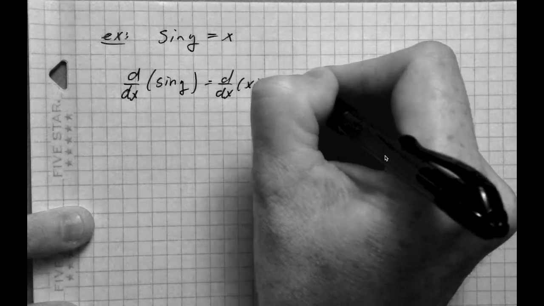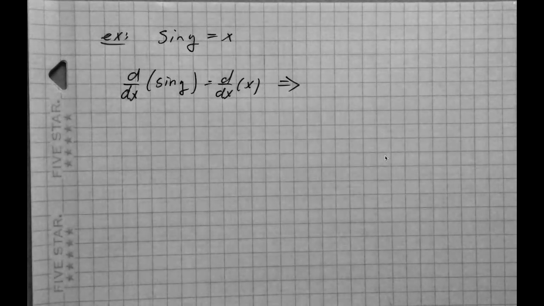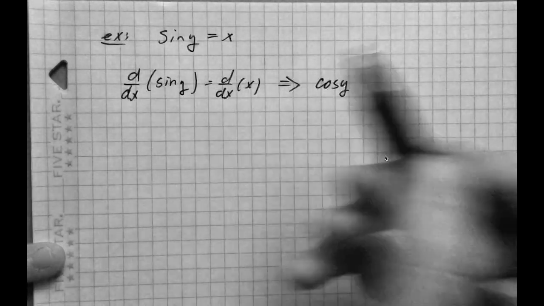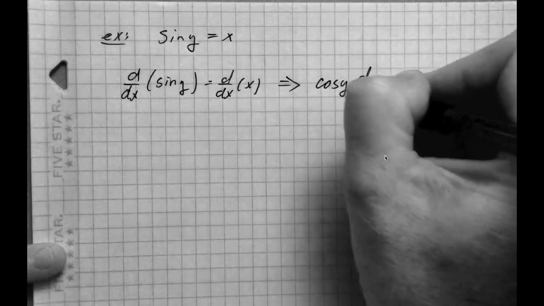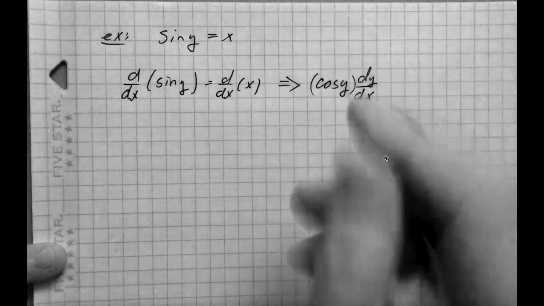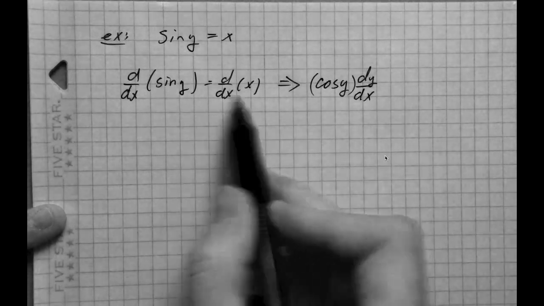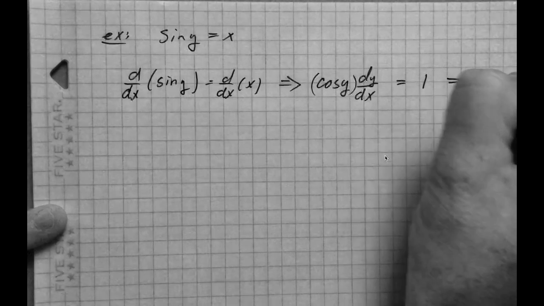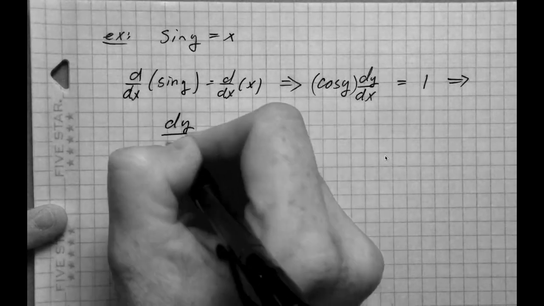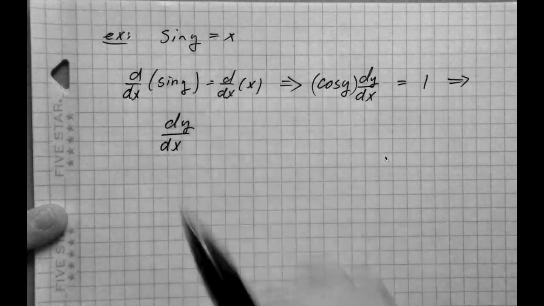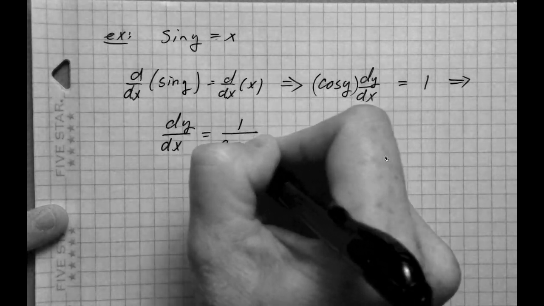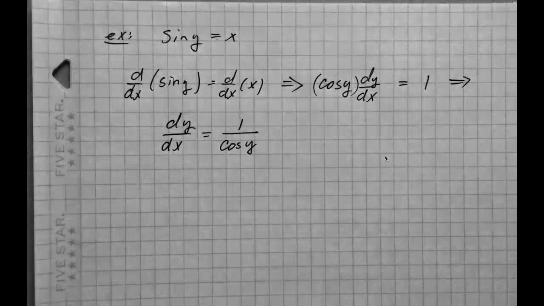And so how do we do this? Well, the derivative of sine we know is cosine. And so this would be cosine of y, and then we have to differentiate the y, and it'd be dy/dx. All right, so let's put that in parentheses. And then, of course, this side is just 1. Okay, so then that would mean that dy/dx, in the case of sine of y equals x, is equal to 1 over cosine of y.